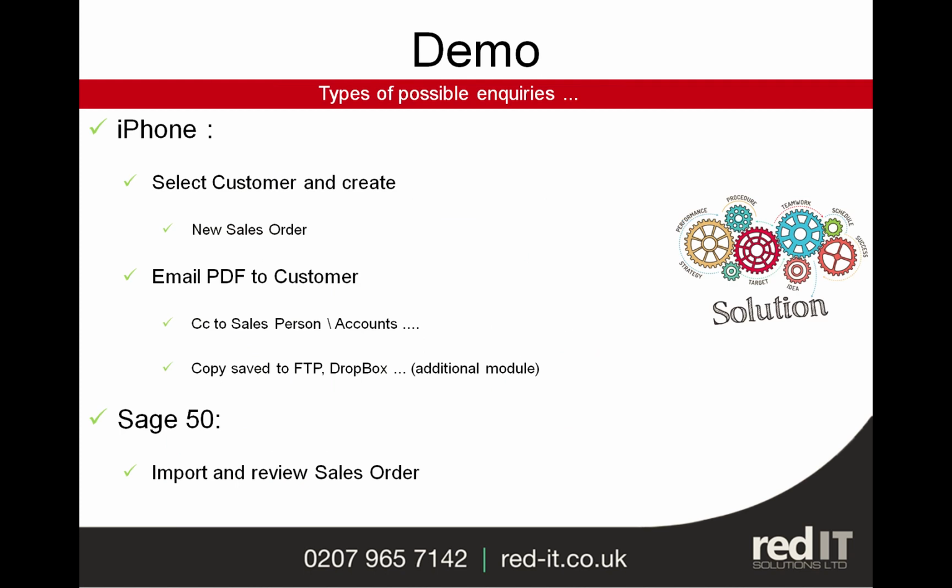So let's just jump into the demo. What I'm going to do is look on my iPhone, pick a customer, process an order, and then having processed the order, I'm going to be sending that back to the customer as a PDF. And having sent it back as PDF, I'm going to automatically save that into the FTP and Dropbox accounts, and then I'm going to import that into Sage. So let's go and have a look at it.